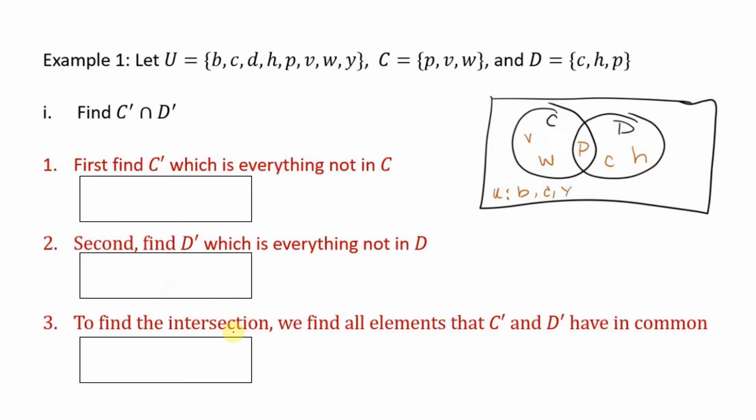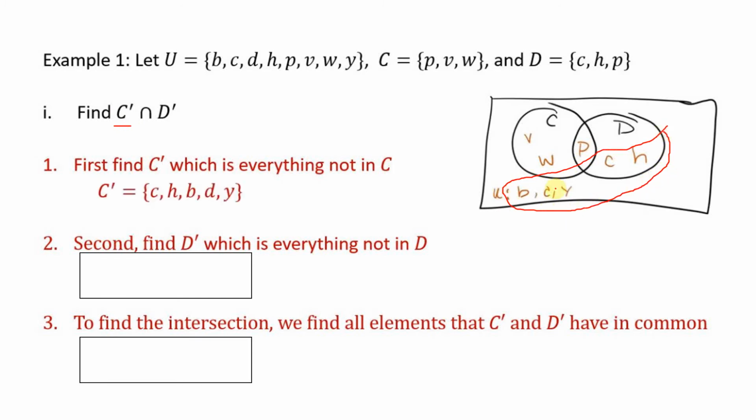Now, the last part. This one is super awesome, right? Because we have to find complements, and then we have to find an intersection. Just like we did with the previous problem, you have to find the complement of C. Let's start with that one. Remember, C complement is everything outside the C circle. So all of those letters give me C, H, B, D, Y. So we already have this part done.